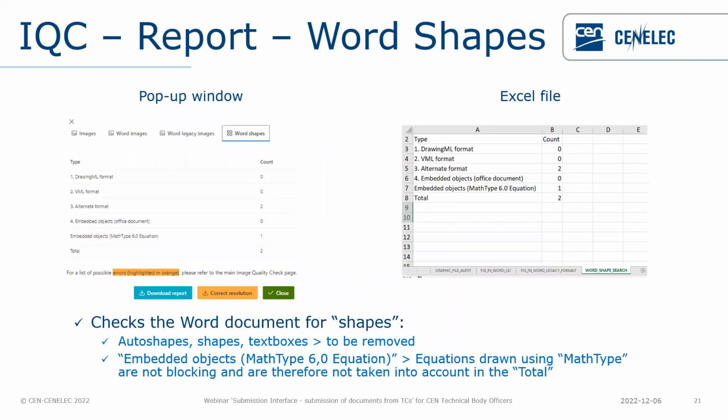And the last tab, sorry, from this report is the Word shapes. Those are designed to find the shapes that are within the documents, usually auto shapes, text boxes that need to be removed. The only line that needs to be disregarded on this tab is the embedded object MathType. It will look for equations in MathType, which are not blocking the document in any way, but it is just for reference. And as you can see, in this example, the total is 2 out of the 3 objects found in the document because one of them is a MathType.